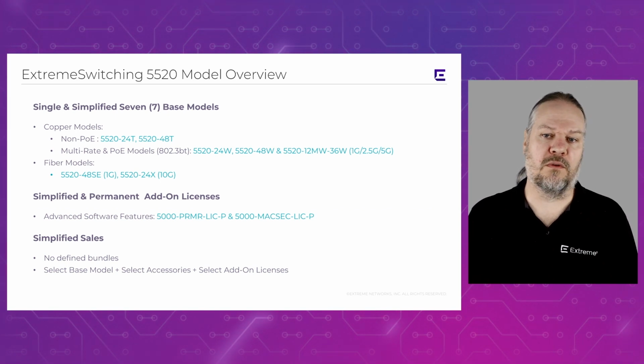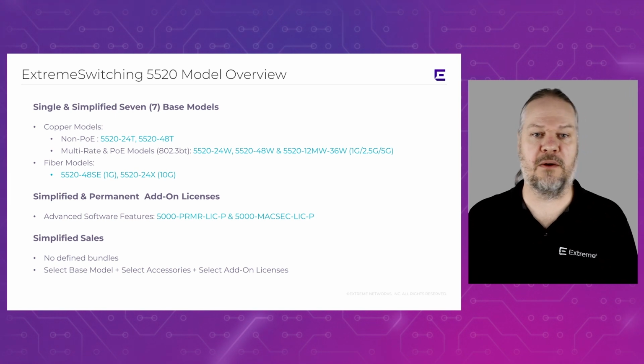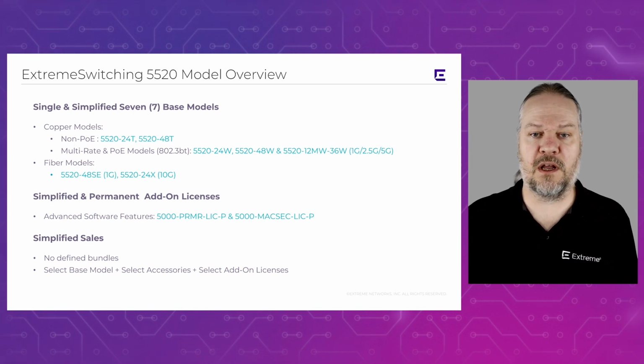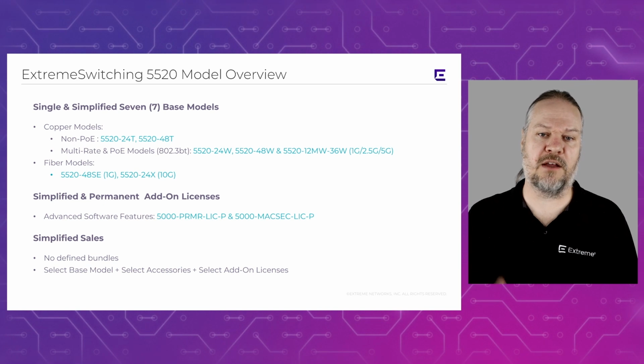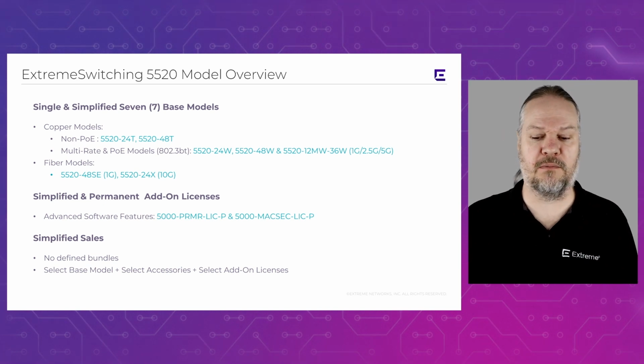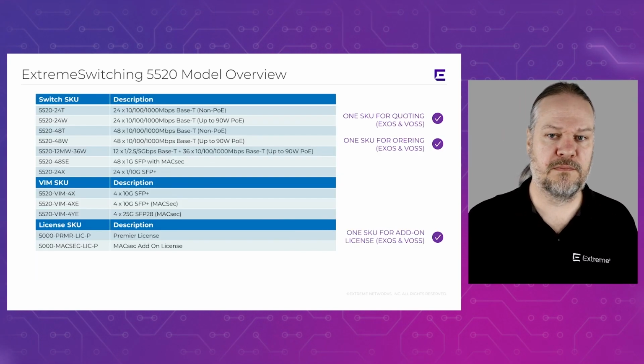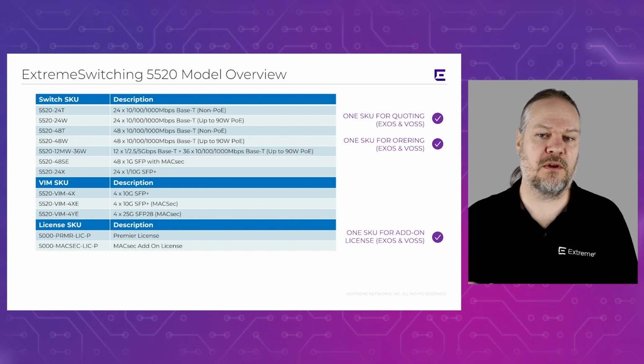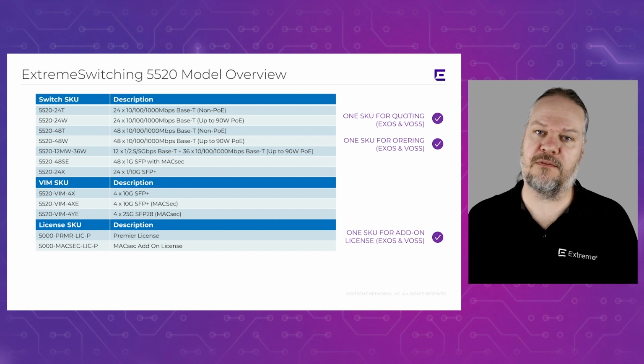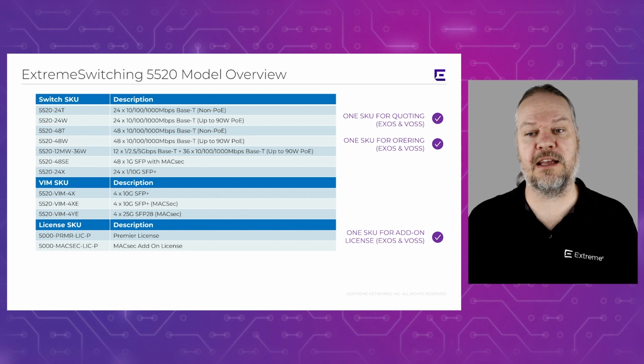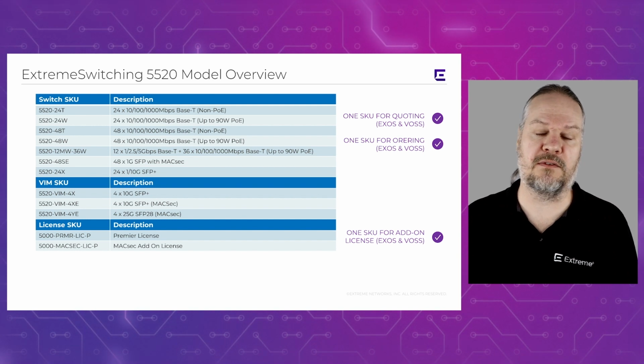So here are the 7 models, non-PoE, multi-rate and PoE, as well as a fiber model. The licensing is simple too, with just a Premier license and a Xcyq license optionally available. Let's look at that again in the table. You can see here that even with the Vim uplink modules included in the list, it represents a far simpler range of choices. The available Vims provide 10 gig, 10 gig with Xcyq, and 25 gig uplinks.